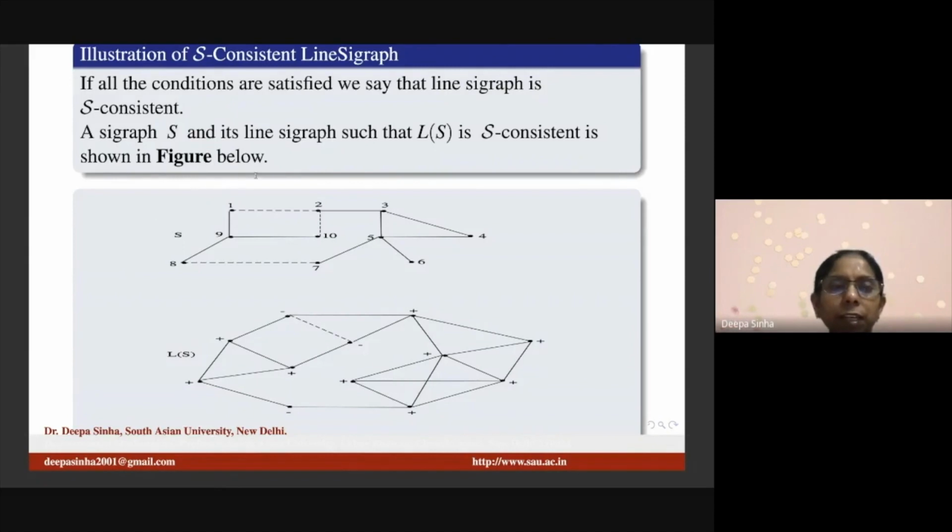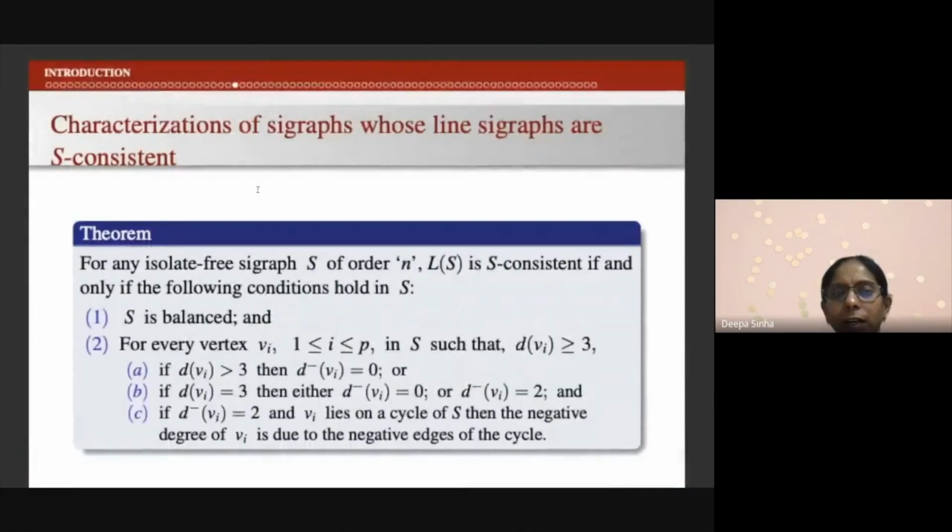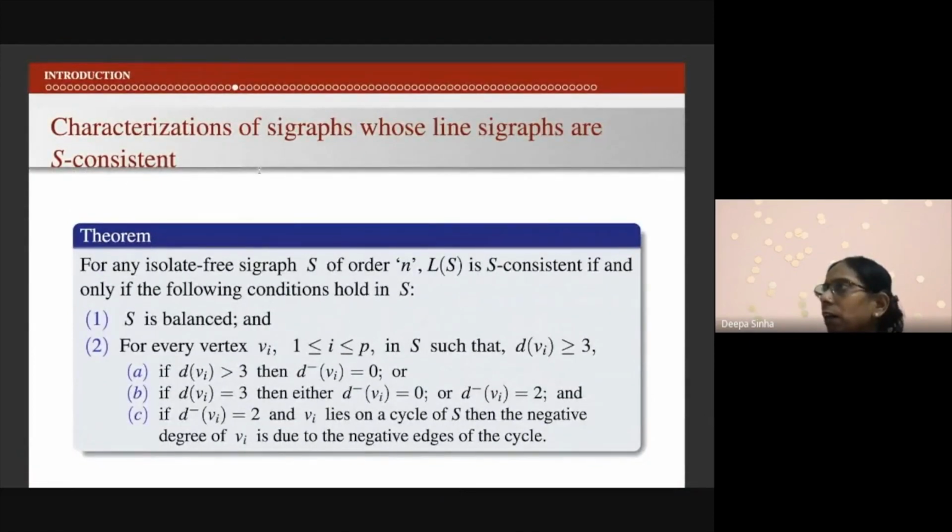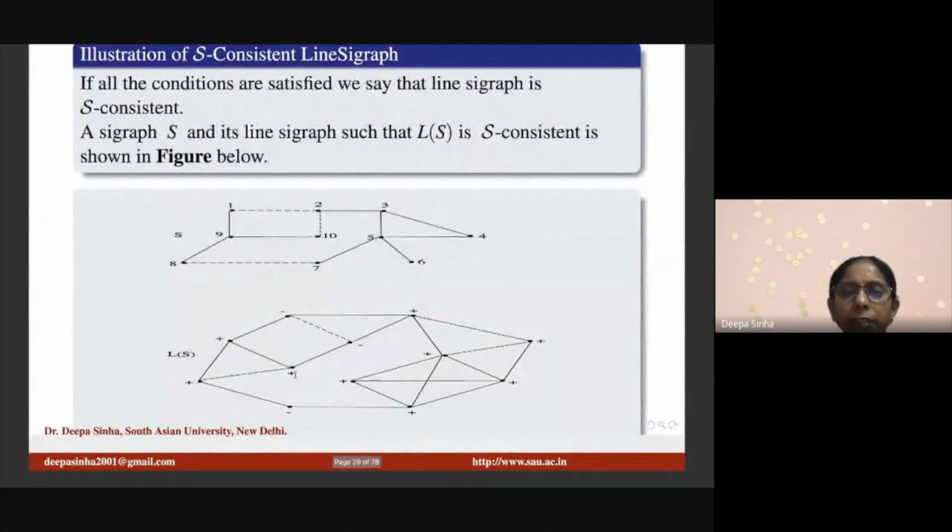A sign graph S and its line sign graph such that LS is S-consistent is shown in the figure. If you label the edges over here, these are the vertices on the edges, and then the marking is the same as the sign of the edge. And you see that all the properties are satisfied, therefore this will be a consistent line sign graph.